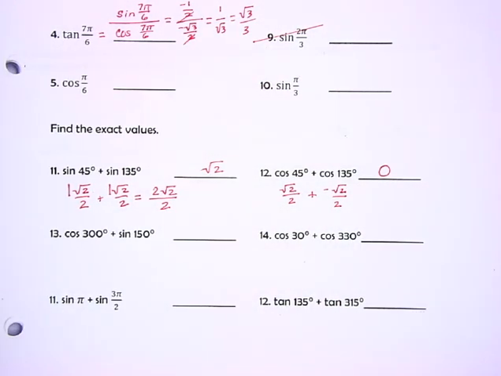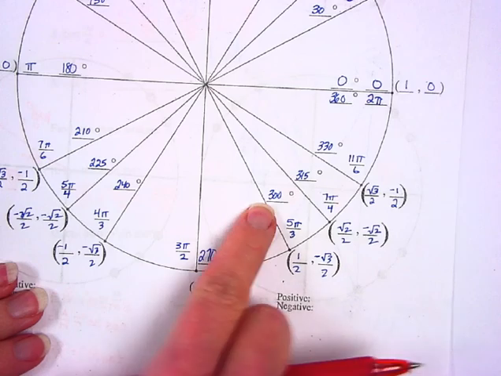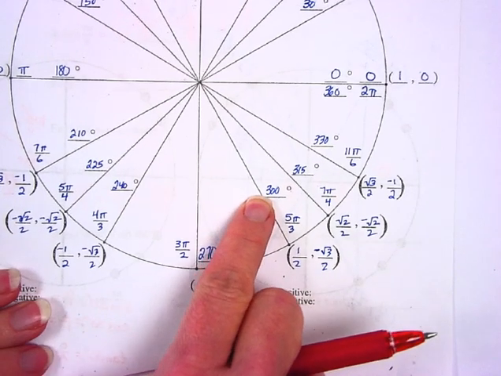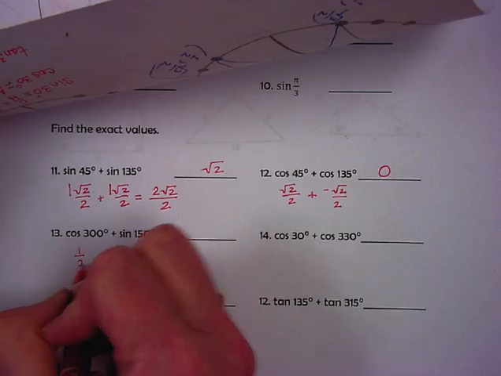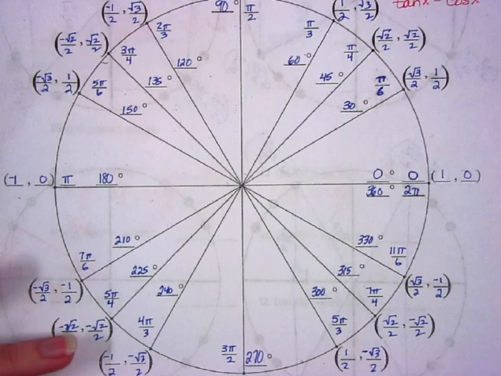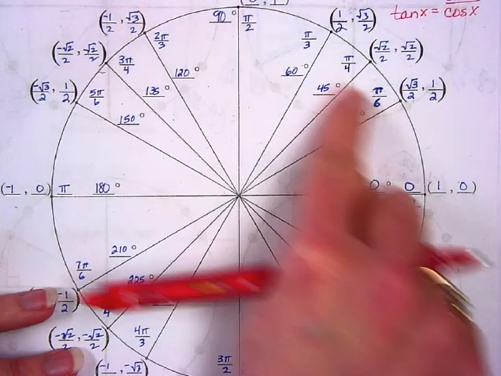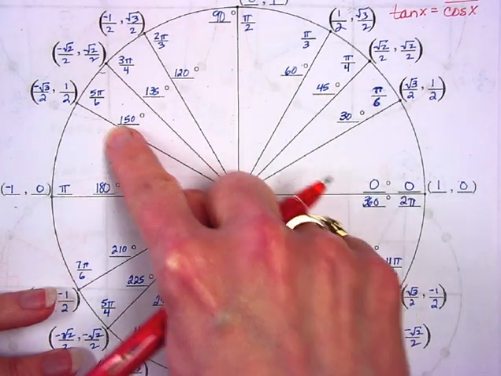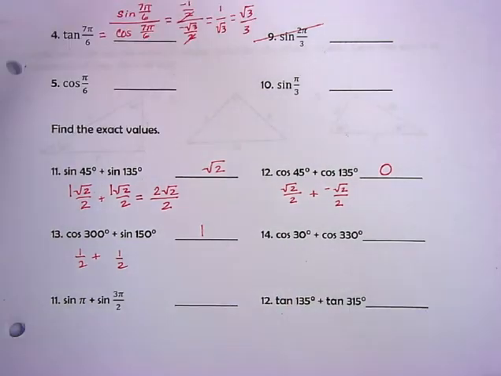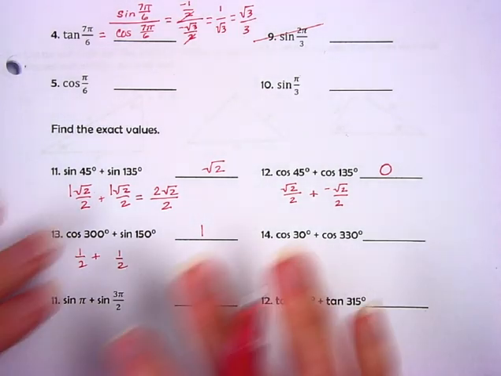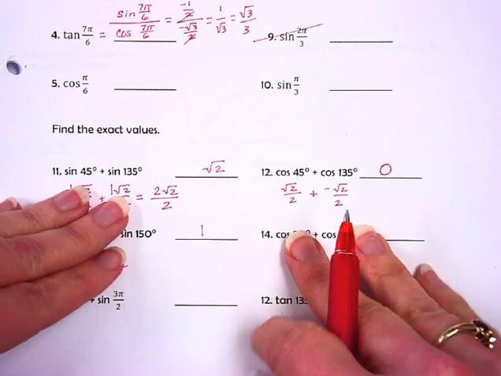Okay, so the cosine of 300. So 300's all the way over here. Cosine is what? 1/2. Okay, this time it's sine of 150. So 150 is here. Sine is which one? 1/2. So we get 1. All right, we're going to move on.